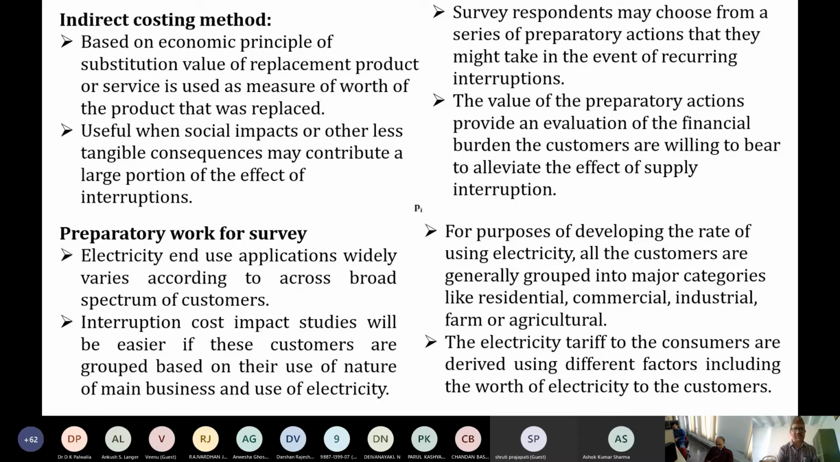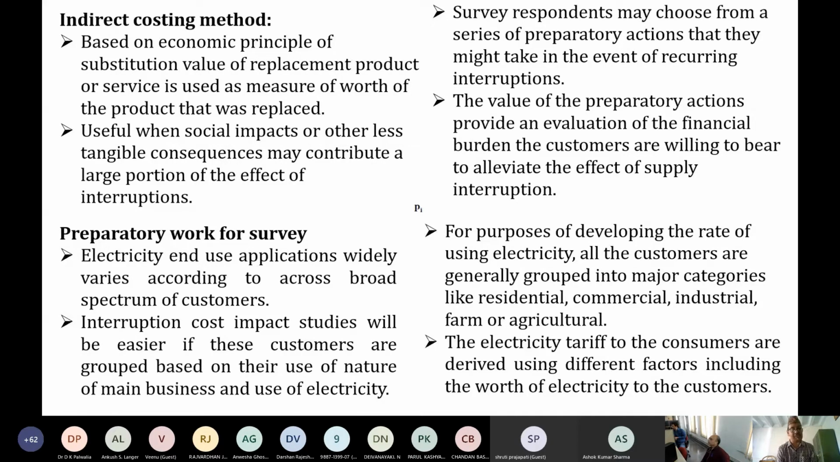So we need to know that fact. And interruption cost impact studies will be easier if these customers are grouped based on the nature of their main business and use of electricity. Industrial customers should be grouped in one group, commercial customers in one group, residential customers in one group. And we can also have subgroups.